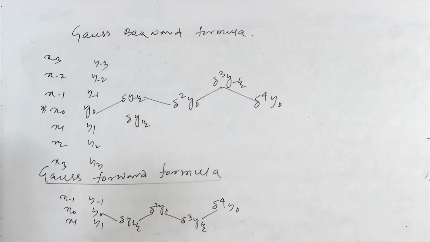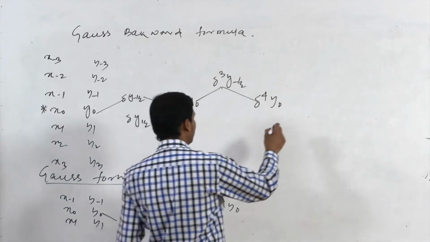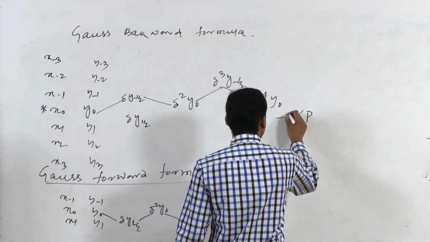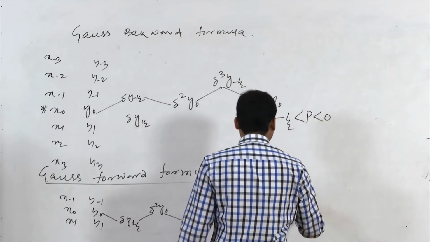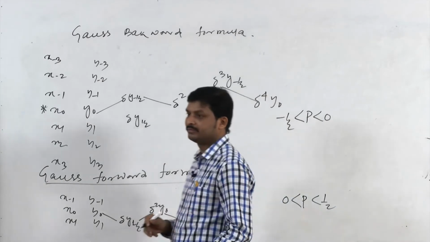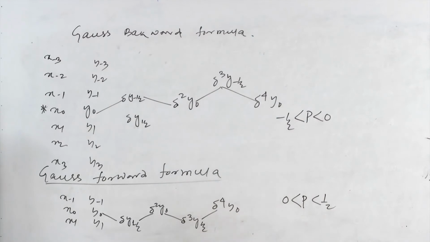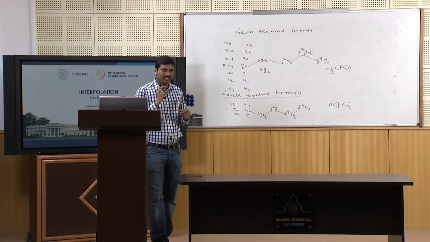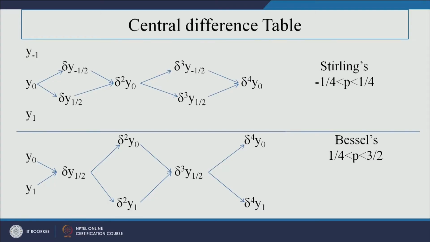In the first case, p should lie between minus half and 0, and in this case p should lie between 0 and half. This is the condition. If we take the average of these two, then we obtain Stirling's formula, where p should lie between minus 1 by 4 and 1 by 4.